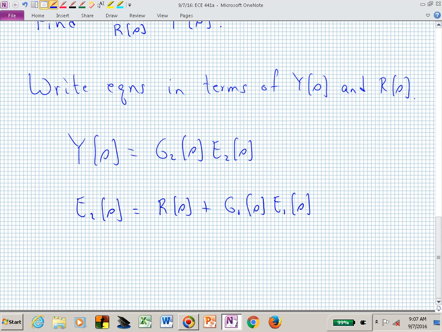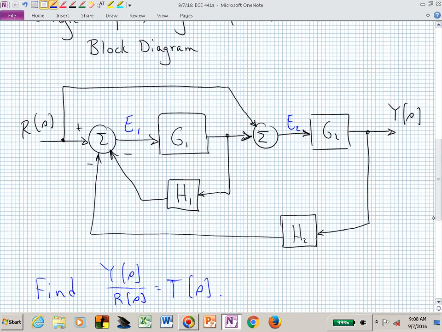And we seem to be having all these mixes of E's and G's, but we need to make sure that the signals that are present eventually only are Y's and R's so that we can get the transfer function. We now have E1 in that second equation. Let's find an equation for E1 and see if we can write that in terms of Y's and R's.